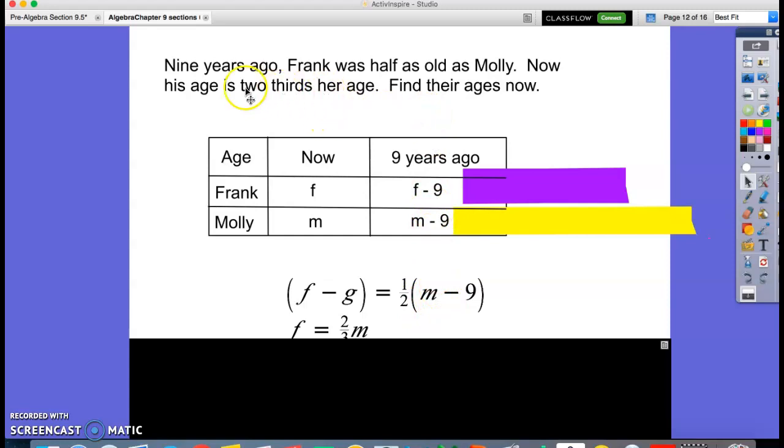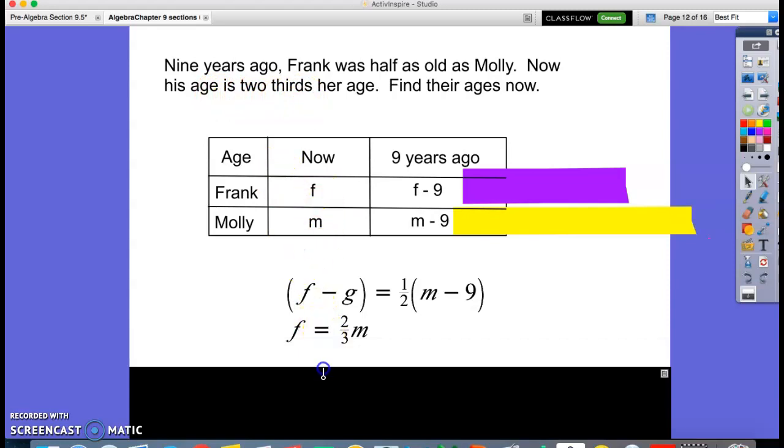Now, it says his current age is 2/3 her age. So his current age is F, which is 2/3 Molly's age. That's 2/3 M. So we have two equations. Now, we can solve this, right? You can pause the video and then solve it.